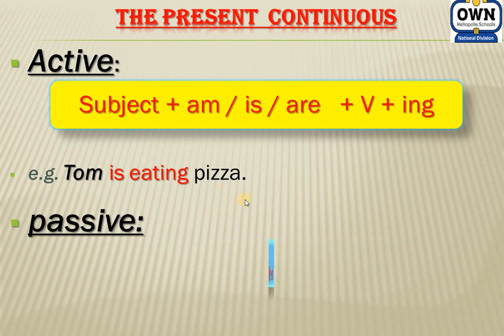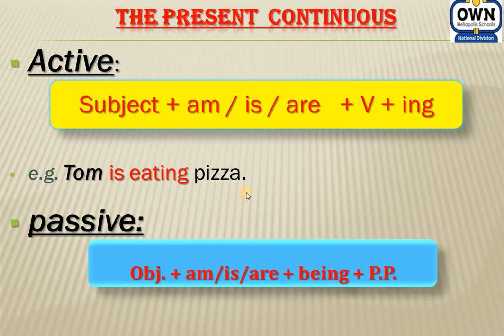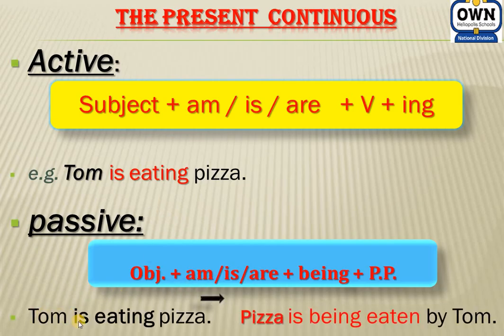This is the rule of changing active into passive in the present continuous. We put, number one, the object. The object here is pizza. Then am, is, or are, plus being, and the past participle of the verb eat. So the answer is the following. Tom is eating pizza. Pizza is being eaten by Tom. Look, pizza is the object. Is, because it is a singular noun. Being, and the past participle of the verb eat is eaten, by Tom. Tom is the subject.